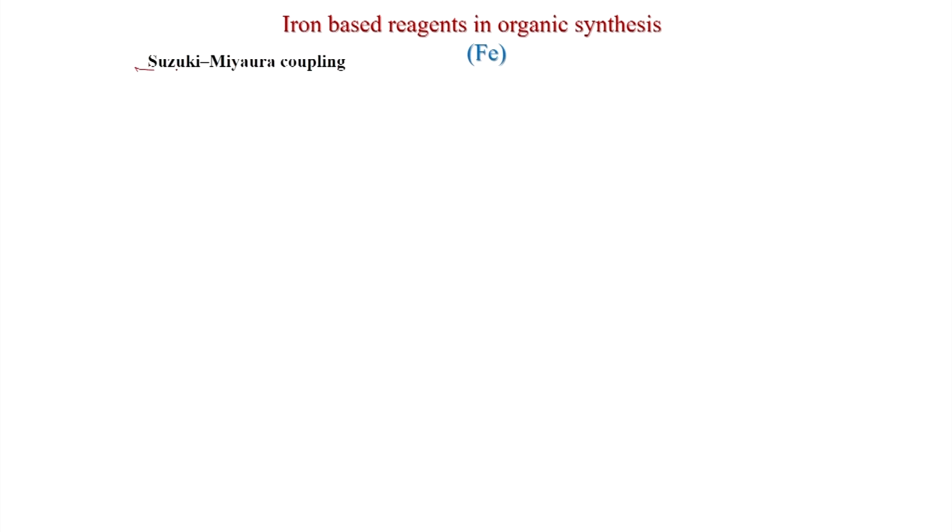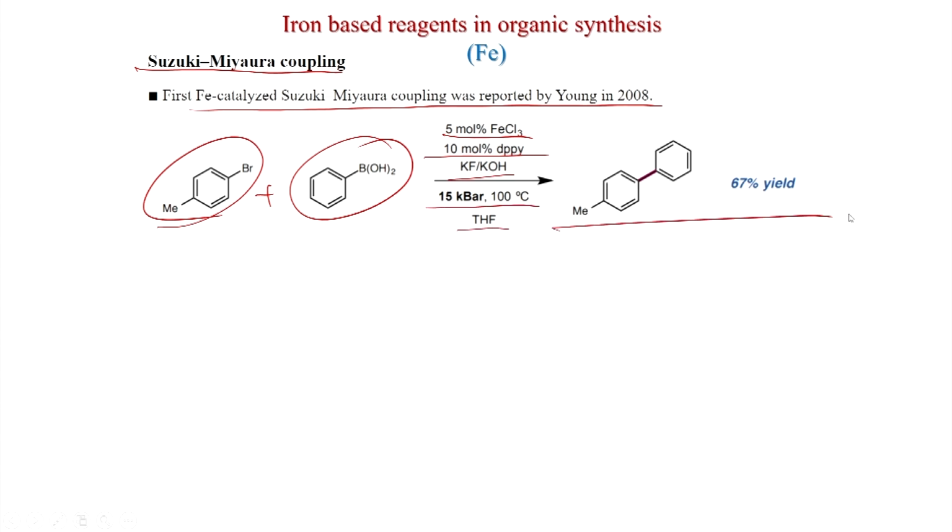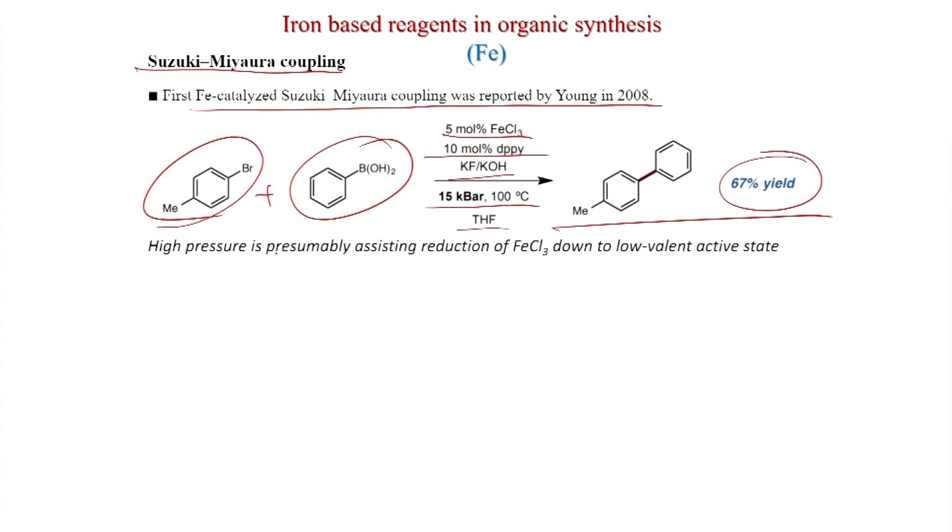Now, Suzuki-Miyaura coupling. First iron catalyzed Suzuki-Miyaura coupling was reported by Young in 2008. This is the aryl bromide, aryl boronic acid with 5 mole percent ferric chloride, 10 mole percent DPPY, diphenyl pyridine, KOH, 15 kilobar, 100 degree centigrade, THF, you get this cross coupled product in 67% yield. High pressure is presumably assisting reduction of FeCl3 down to the low valent active state, iron 1 state. That is why high pressure is required. This was published in Tetrahedron Letters 2008.